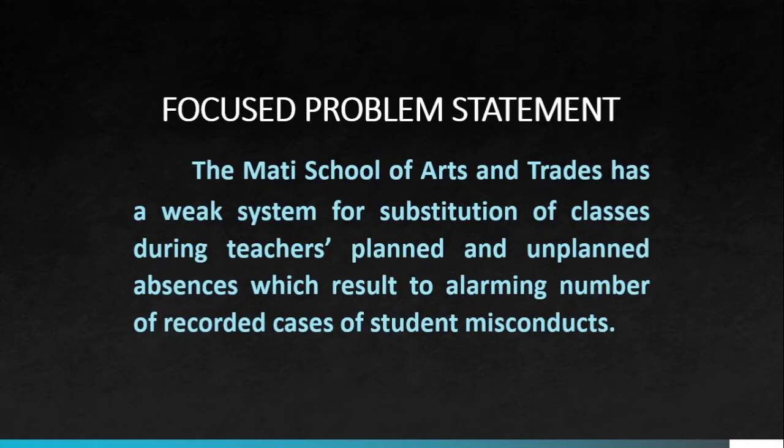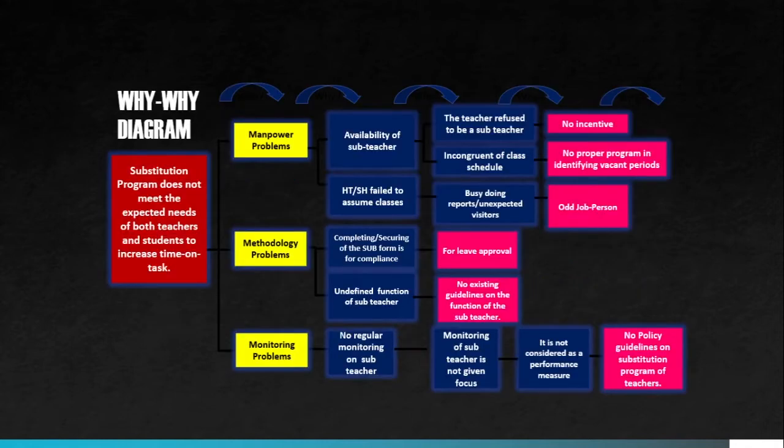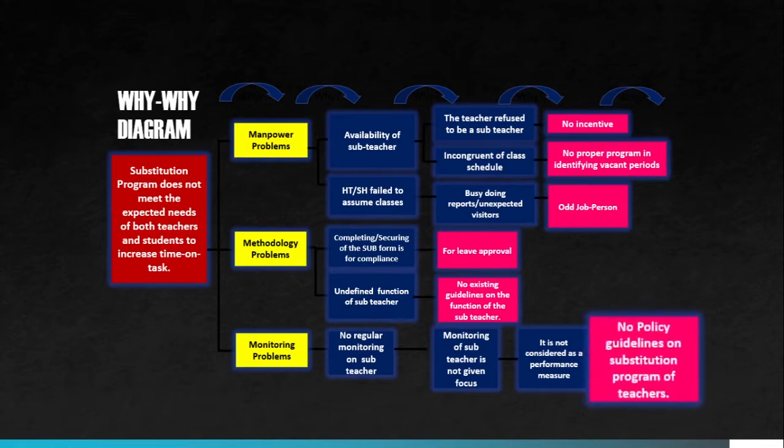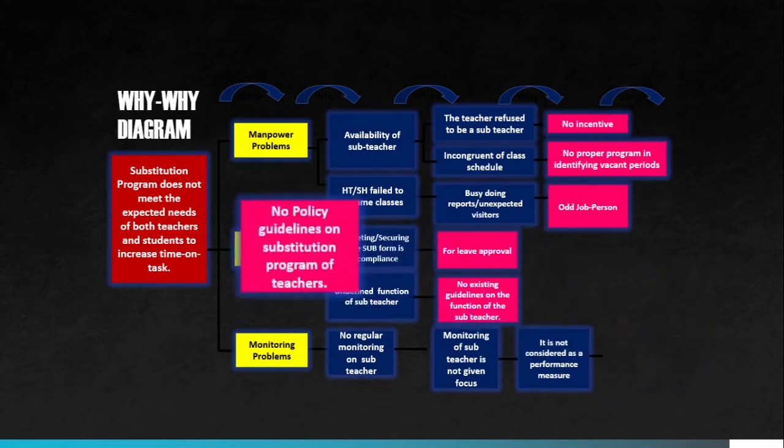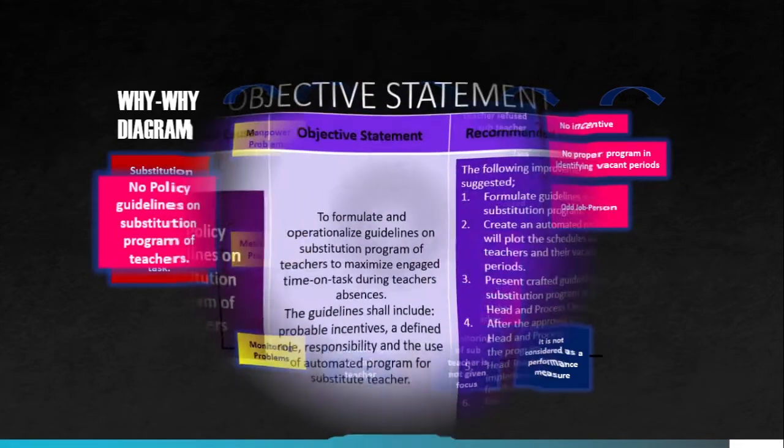Our focused problem statement is that our school has a weak system for substitution of classes during teachers' planned and unplanned absences, which results in an alarming number of recorded cases of student misconduct, which could also be true to other schools. This is the YY diagram. This step enables us to find the root cause of why the substitution program does not meet the expected needs of both teachers and students to increase time on task.